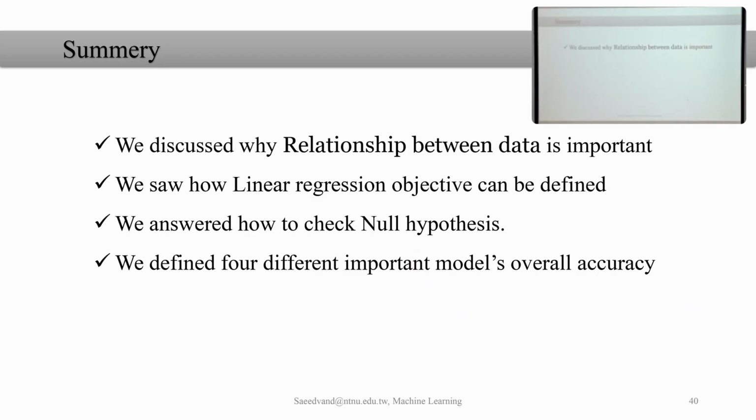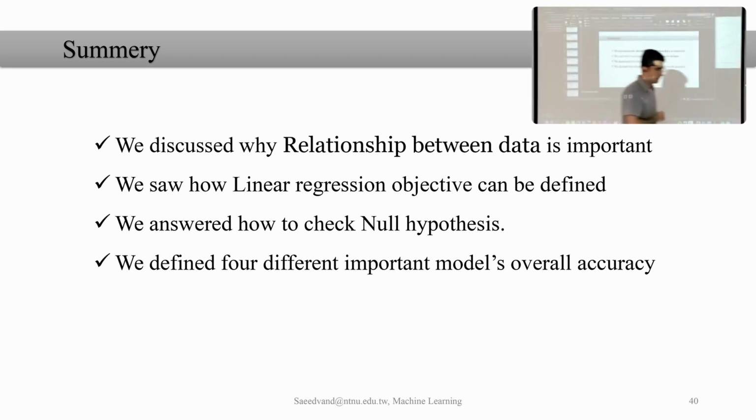Okay, in this chapter we discussed why the relationship between data is important. We saw how the linear regression objective can be defined based on the intercept and the slope, and we said that we should minimize the error over there. We answered how to check the null hypothesis, and we defined 4 different important metrics for evaluating the accuracy of the regression models or complex models that I have.